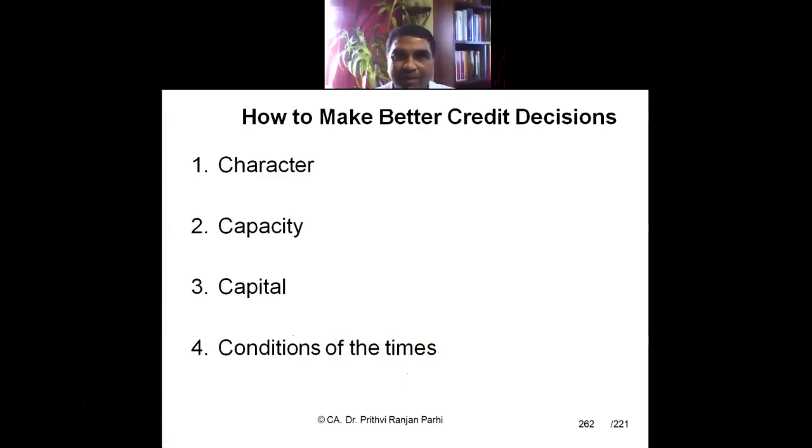How to make better credit decisions? These are the four C's, normally called: C for character, C for capacity, C for capital, C for conditions. These aspects are taken into consideration to take better credit decisions. We need to see what the character of the customer is, whether he has paying capacity, whether our capital permits allowing credit sales, and what the conditions are. So all these things are taken into consideration for taking better credit decisions.